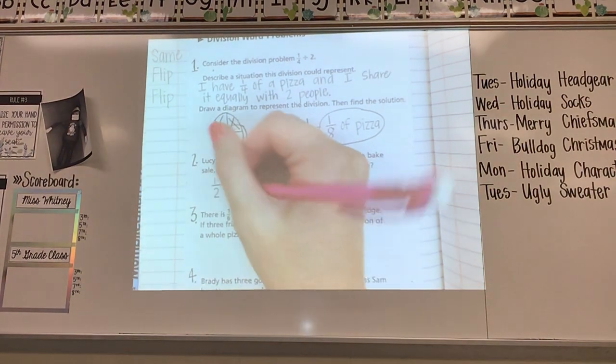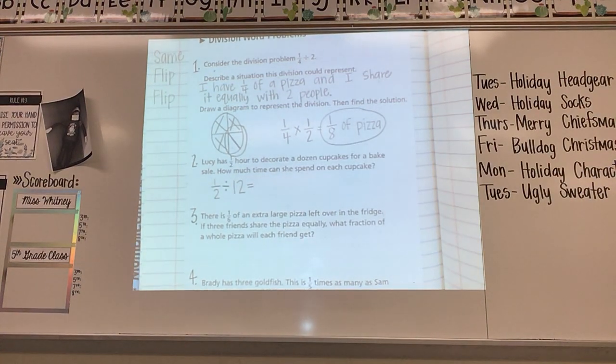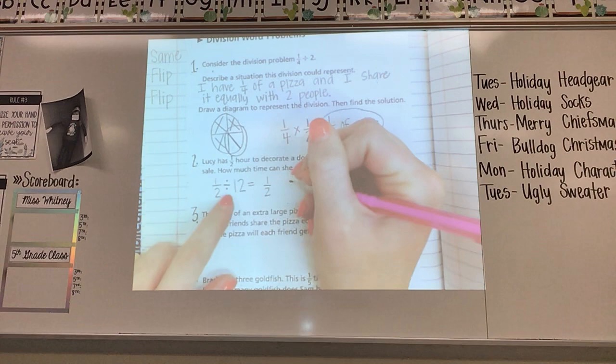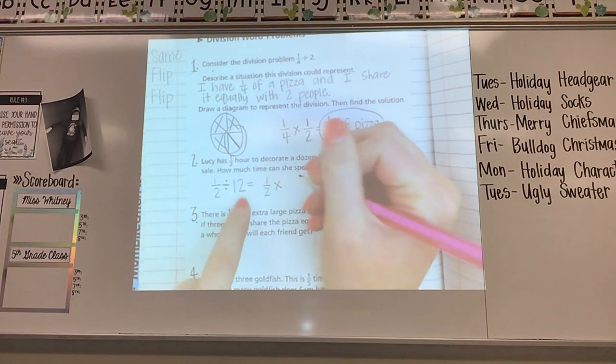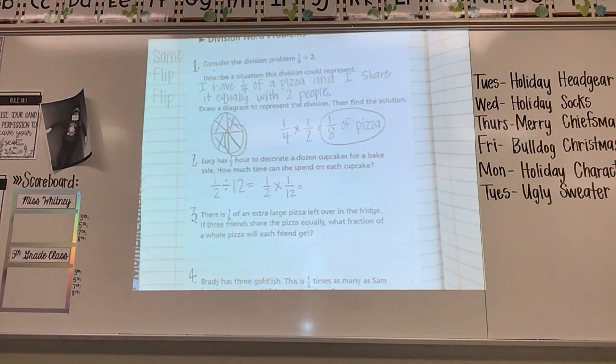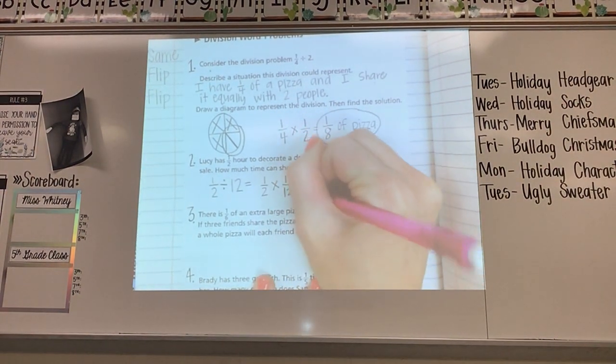Dozen means 12. So I'm doing 1/2 divided by 12. Now I'm going to same flip that. So same, flip this to multiplication, and flip my 12 to 1/12. And then I just multiply straight across. So across the top, that's a 1. Across the bottom, that's a 24.